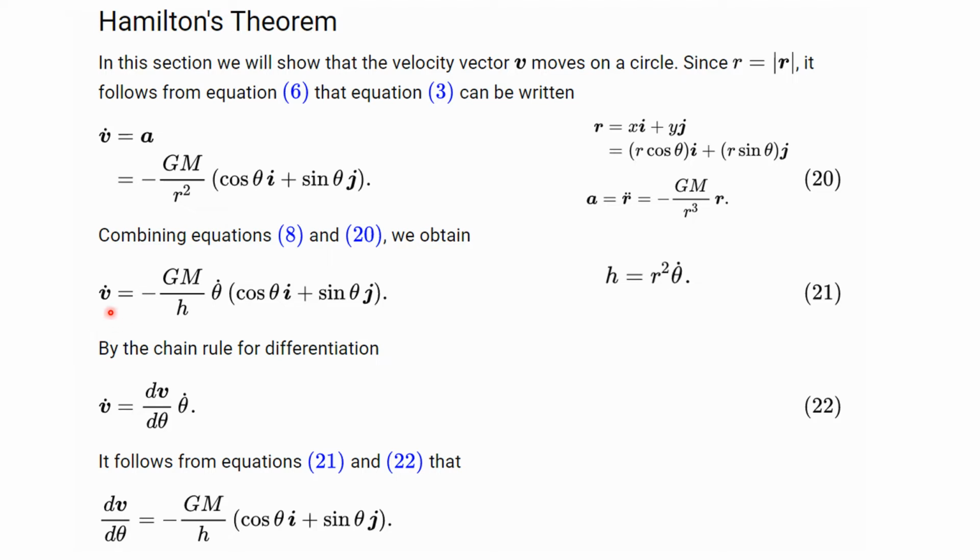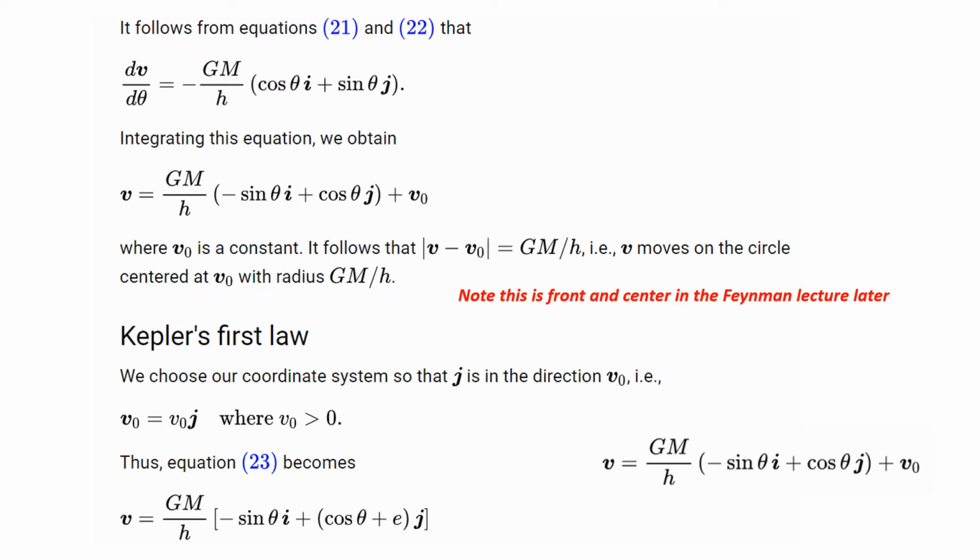Now, v dot, by the chain rule, is the derivative of vector v with respect to theta times the derivative of theta with respect to t, theta dot. So we can substitute this on this side, and we'll see that the theta dots cancel. What we have left is that the derivative of v with respect to theta is this expression. This is the equation we had on the bottom of the previous chart.